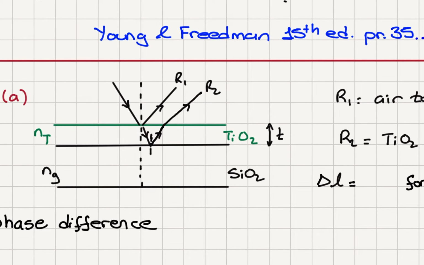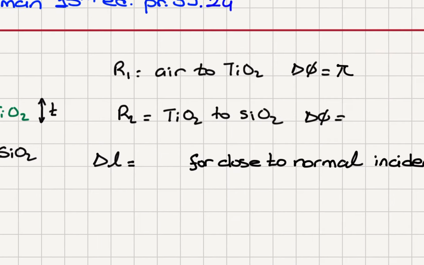Now, as for the light that enters the titanium oxide and reflects off the titanium oxide-glass interface, we're going to have the light traveling from a high index of refraction medium to a low index of refraction medium. The index of refraction was 2.62 for titanium oxide, 1.62 for the glass. So there will be no phase shift during this reflection process. So delta phi will be equal to 0.